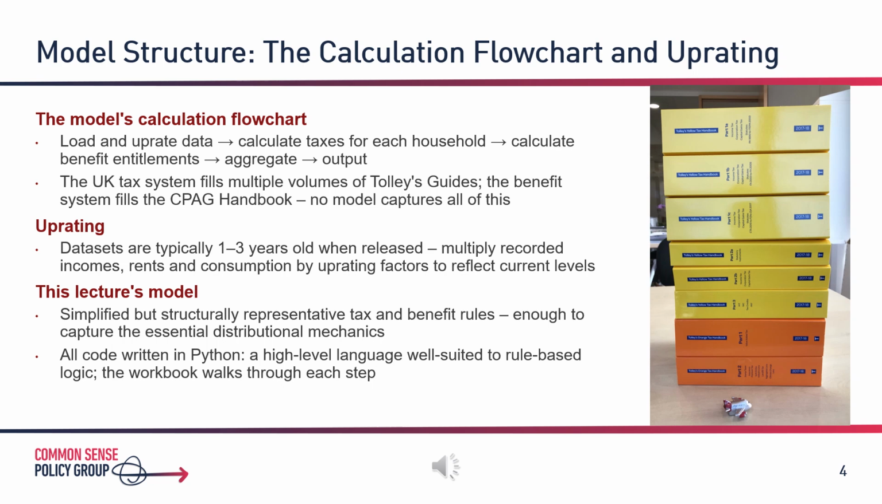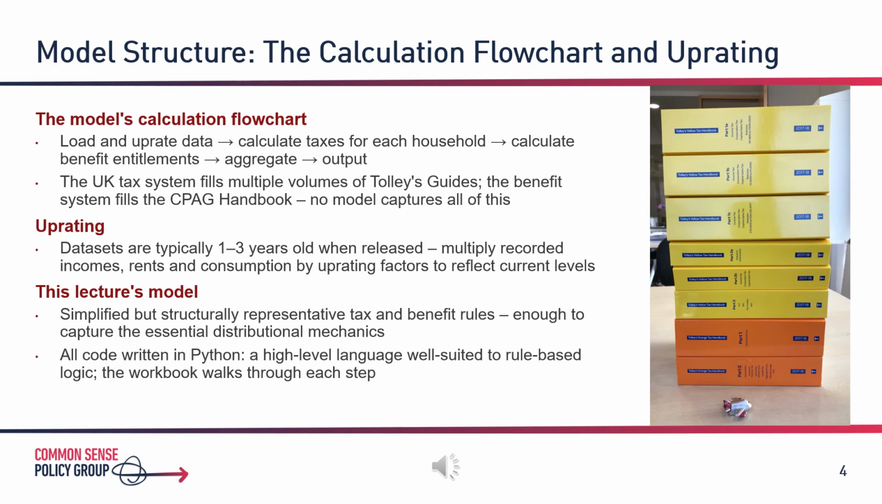Uprating is worth explaining in detail because it is easy to overlook and consequential when wrong. Survey data is typically 1 to 3 years old when it enters a model. In that time, average wages may have risen by several percent. The general price level will have increased, and benefit rates may have been uprated by CPI inflation. If the model applies current tax and benefit rules to historical income levels without adjustment, it systematically misrepresents the fiscal position of households.